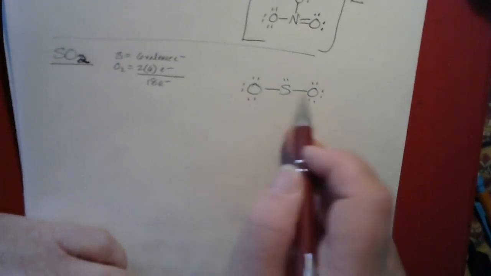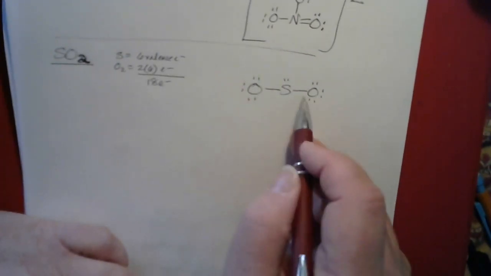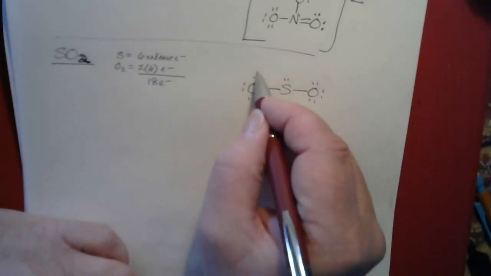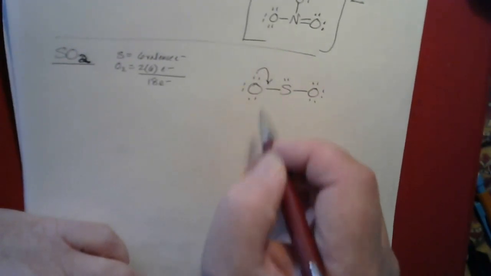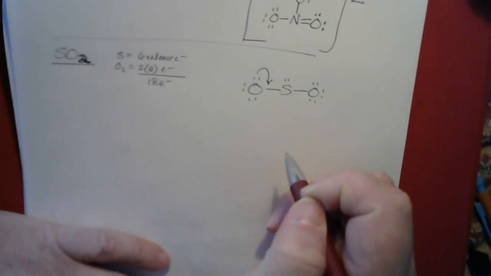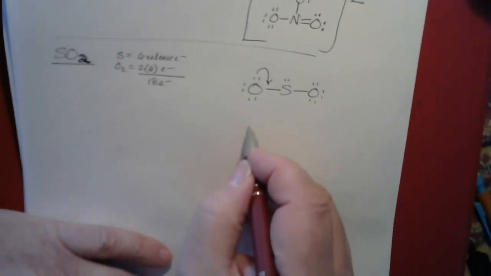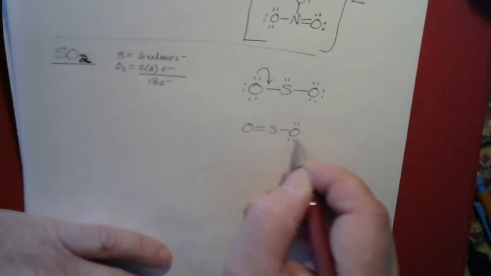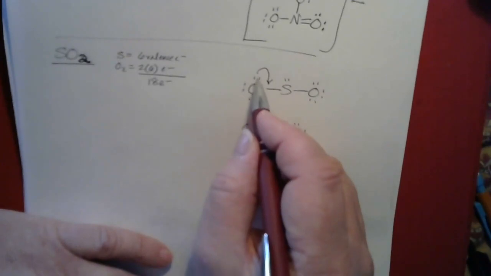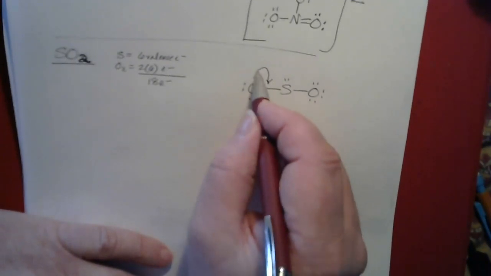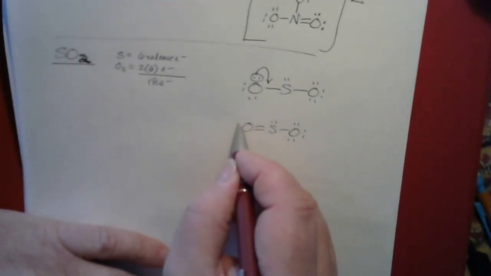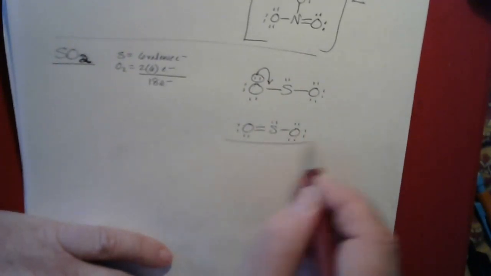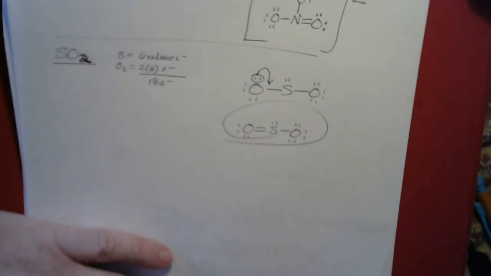In this case, both oxygens are equivalent to each other, so it doesn't matter which oxygen you choose. Just have one of the oxygens move one of its lone pairs to a position between itself and the sulfur, and that will form a double bond. And remember that lone pair is not there anymore, so don't draw it in the new Lewis structure. And so there is your Lewis structure for SO2.